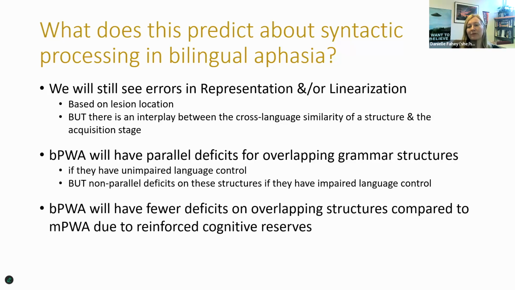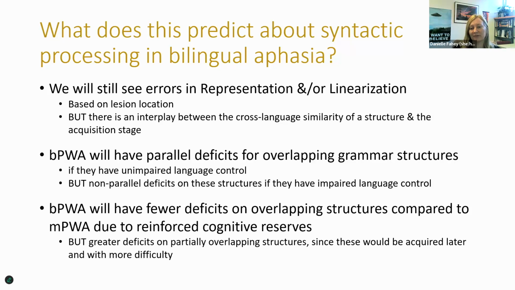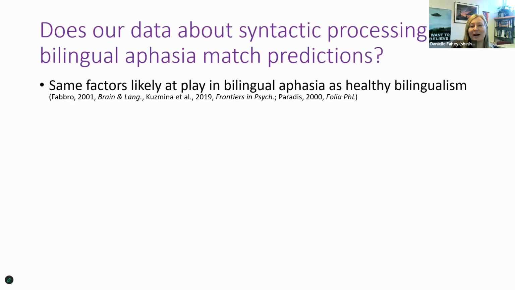So bilingual people with aphasia will have fewer deficits on overlapping grammar structures compared to monolingual people with aphasia due to these reinforced cognitive reserves. So they have this so much stronger power compared to their monolingual peers, all things being equal according to their backgrounds, their aphasia characteristics, but greater deficits on partially overlapping structures, since these would be acquired later and with more difficulty. Now, of course, these are just predictions. Does this match what we see in the aphasia literature?